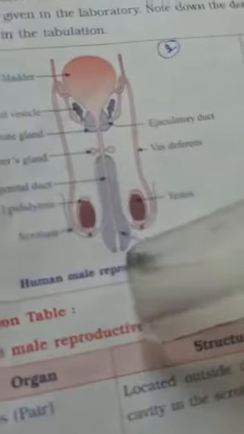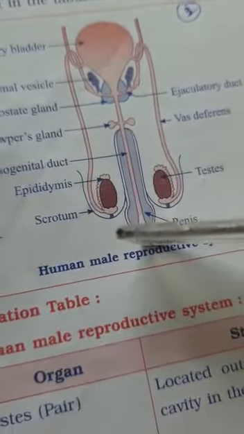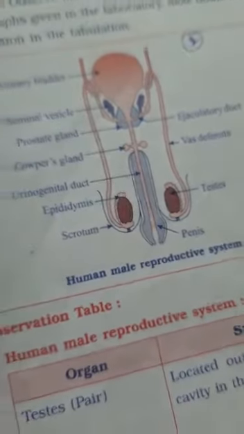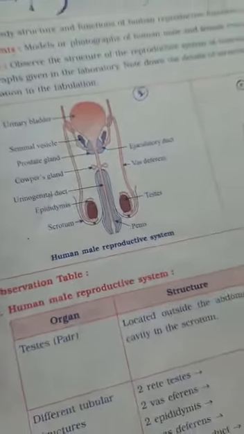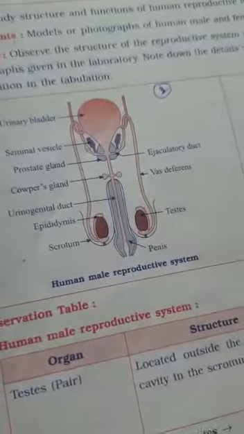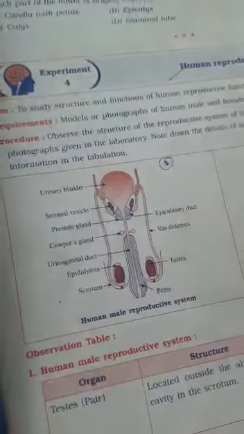This is the penis, and the urethra and penis are one and the same thing, as we have discussed earlier. The penis transfers semen during intercourse, and the urethra is the common passage for sperm and urine. So this is about the male reproductive organ in human being.